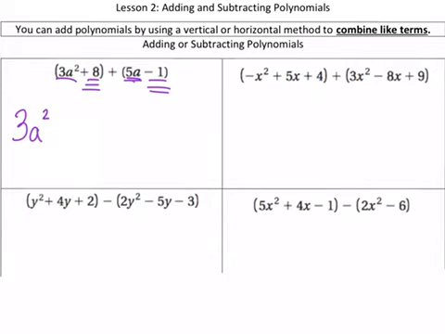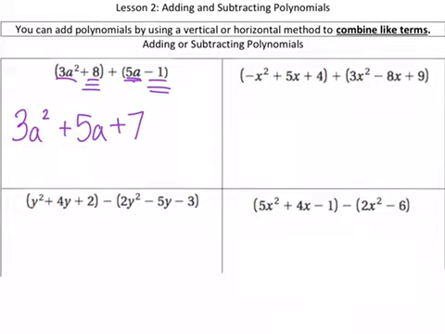Then I'm going to go to the 5a because we're going to keep this in standard form. 5a plus 5a is 5a, a positive. And then we have 8 plus -1, so that's a 7. And that's it. So you just combine those like terms.